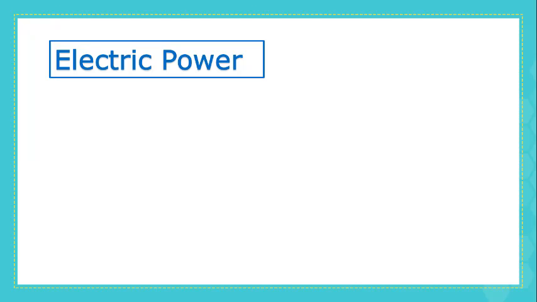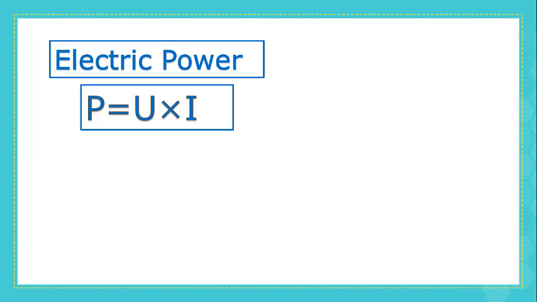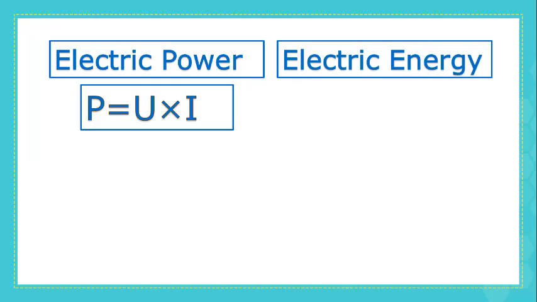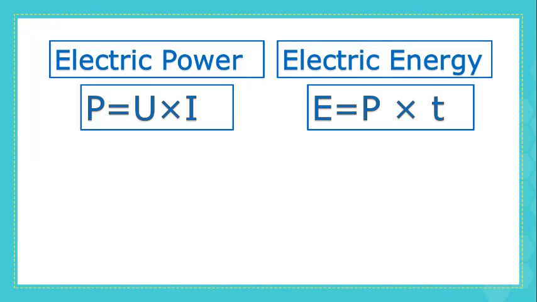Let's recall the two physical values related to electricity that we have taken in the previous sessions: electric power and electric energy. Now we want to find out how do we calculate electric power and electric energy of a resistor.